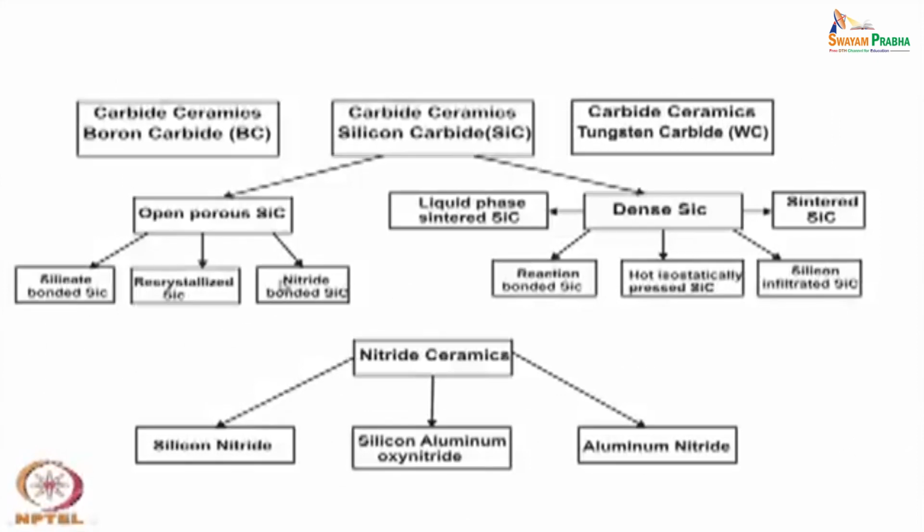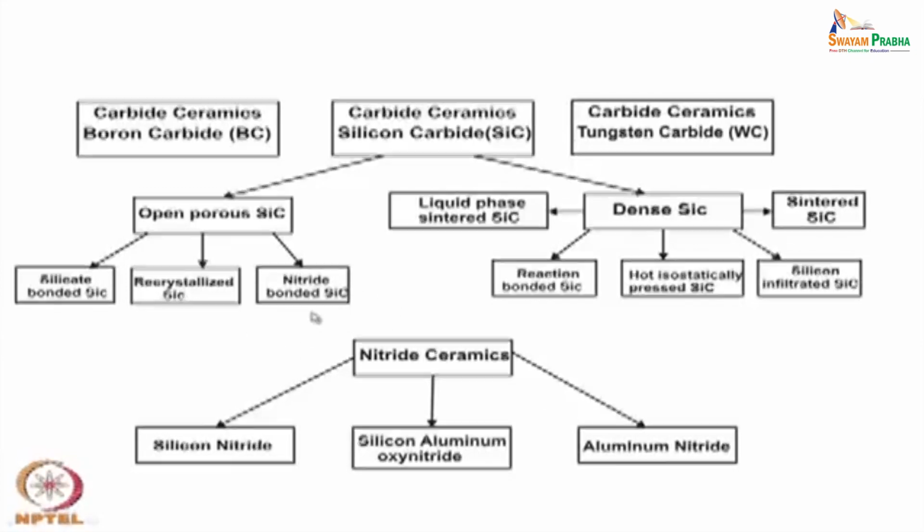So, you have open pores. In silicon carbide you can have open pores, and these pores sometimes have to be sealed, or you have to make a dense material, and for that there are different techniques, like you add some additional material. So, you have silicate bonded silicon carbide, recrystallized silicon carbide and nitride bonded silicon carbide.